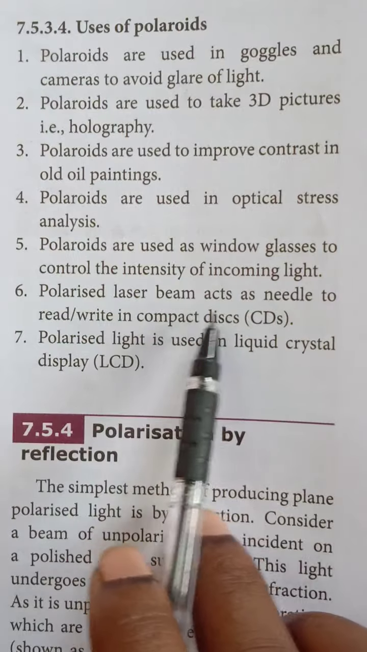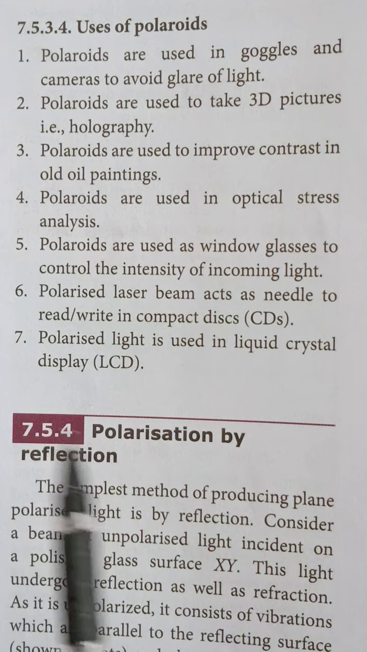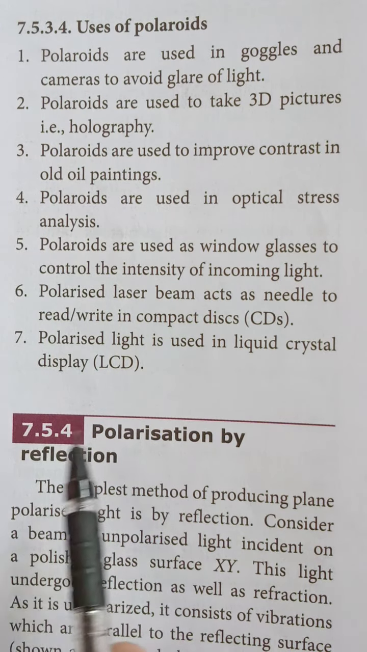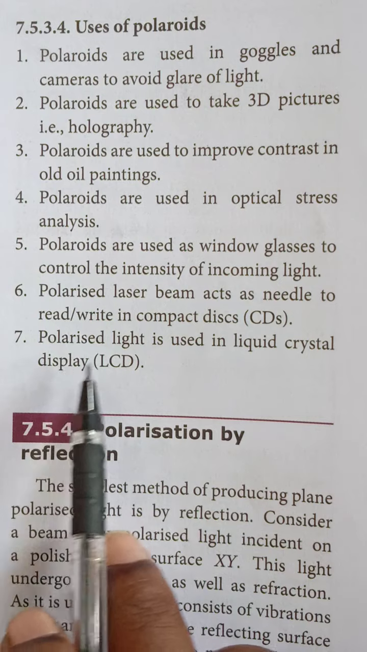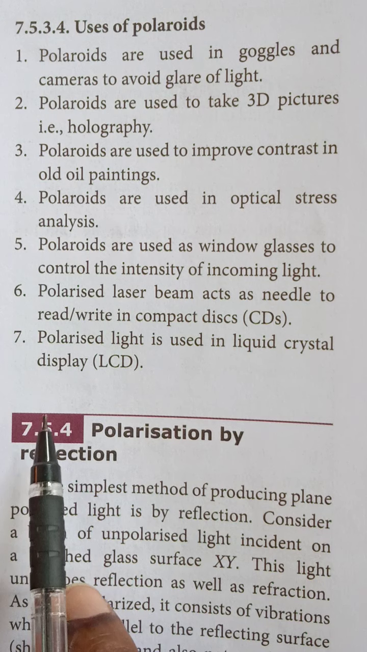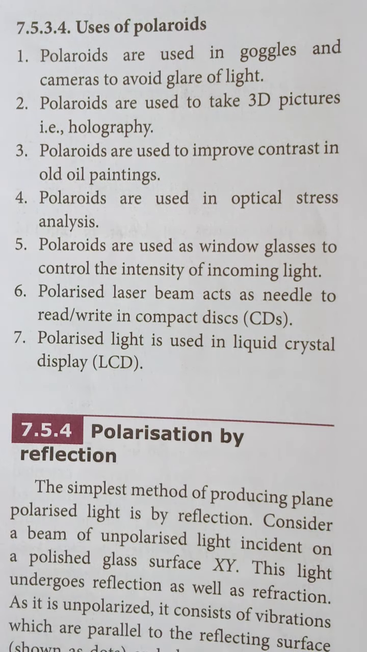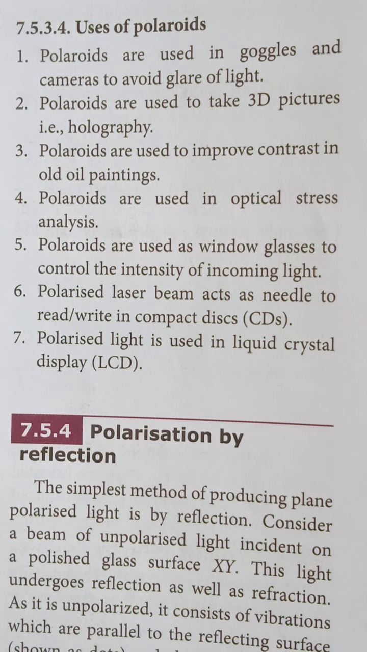A polarized laser beam acts as a needle to read and write in a compact disc, that is, CDs. So you can read and write with the help of polarized light. Finally, polarized light is used in a liquid crystal display, that is, LCD, in calculators and watches. We can see the display of the LCD, where the glass is made of polarizers to reduce the intensity of light, to get a clear display, as done by instruments like calculators.